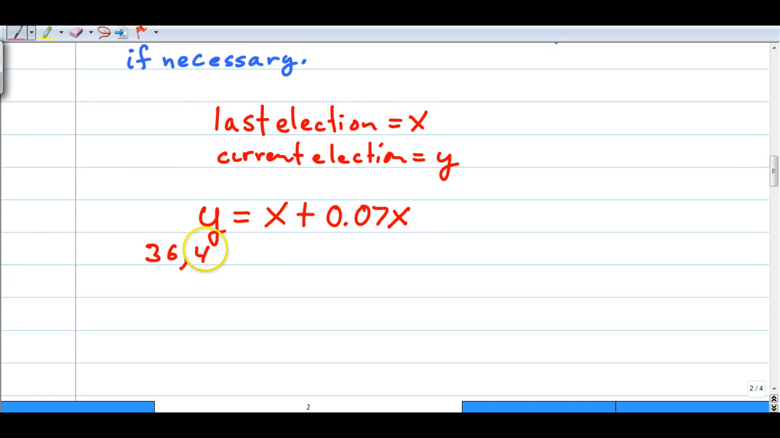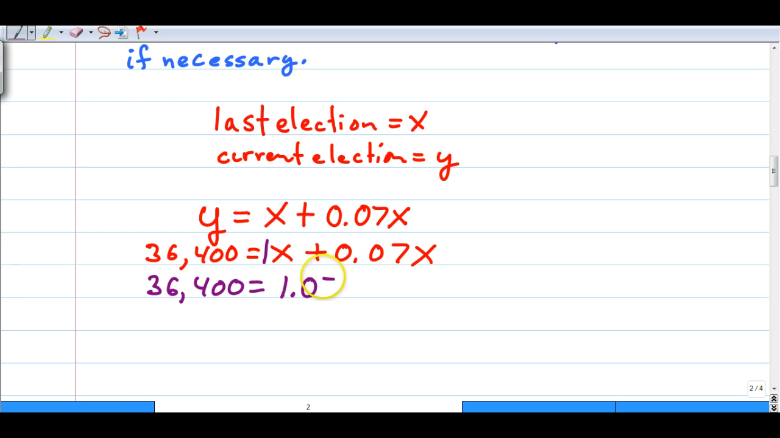So 36,400 equals X plus 0.07X. Let's simplify the problem and then we can solve for X. The 36,400 stays the same on the left side. On the right side we have X and X. In front of this X here, remember we have a 1. So this is 1X plus 0.07X, which is 1.07X. Next, we'll divide out 1.07.